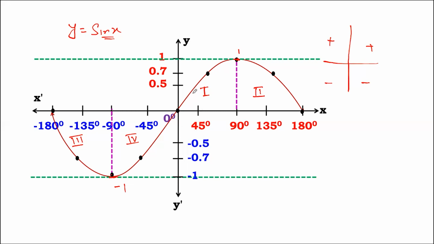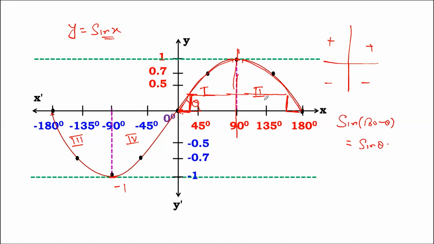We can see this graph is symmetrical about 90, right? It goes from 0 to 90, and the same way it goes from 180 to 90. If I take this angle as theta, the same measurement I'll get for 180 minus theta. If this length is theta, and this length is theta, you get the same value. So sine of 180 minus theta is the same as sine theta, right?